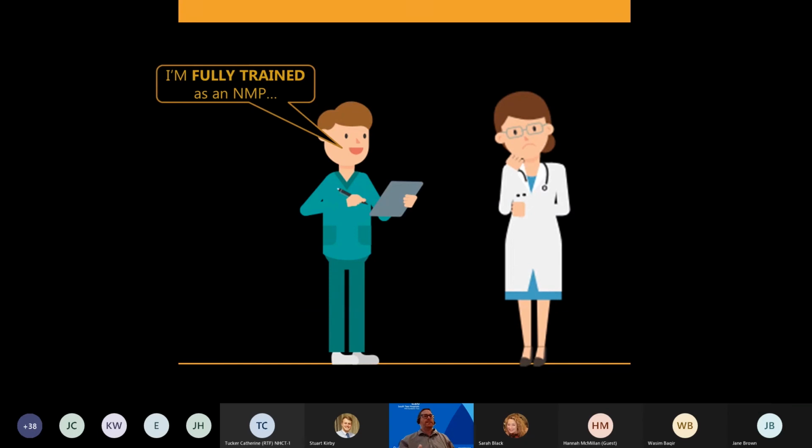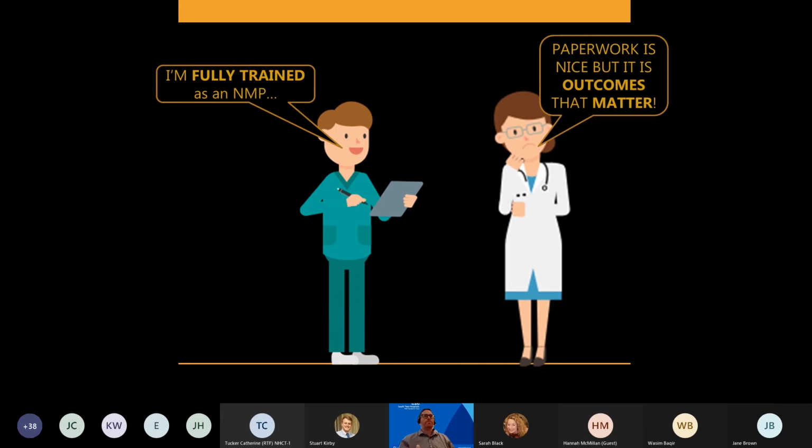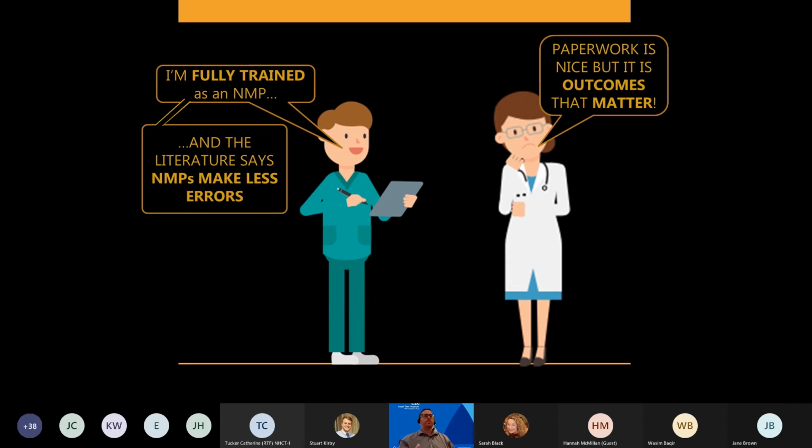And, you know, it's great that you're fully trained and you've got bits of paper to show you're a non-medical prescriber, but what's the evidence this works? And I said, well, the evidence is easy. The evidence is this publication from 10 years ago that says non-medical prescribers make fewer prescribing errors. And he said, well, actually, making fewer prescribing errors is fine, but I make prescribing errors all the time, and pharmacy pick them up and fix them, so the patient doesn't come to any harm.